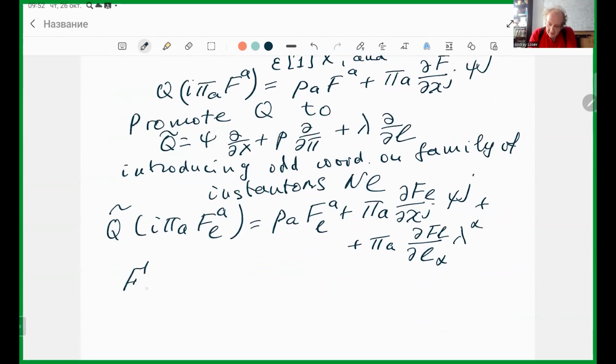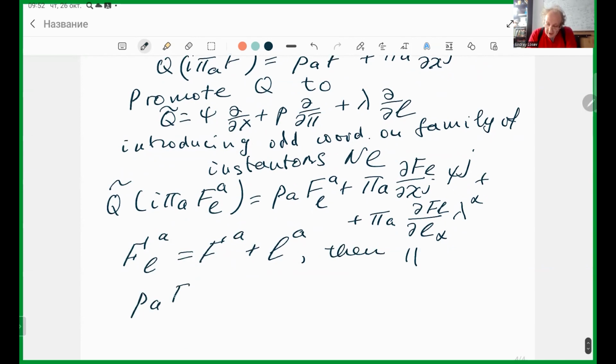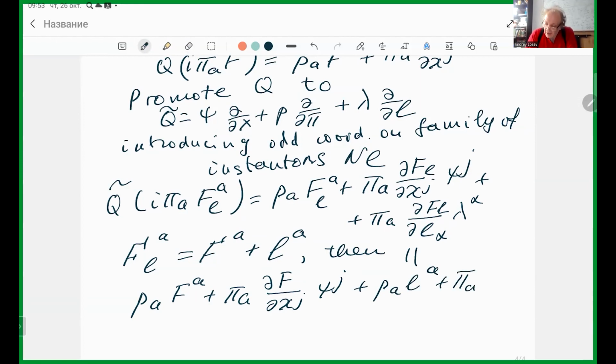So now, if f a l is f a plus lambda a, then this expression is pa, f a plus pa la plus pi a lambda a. Okay?